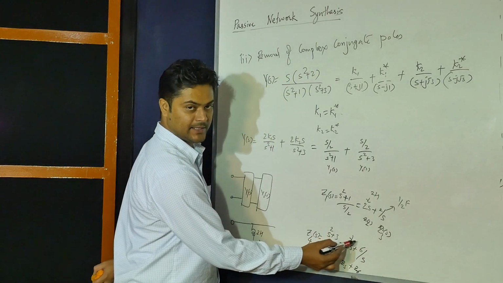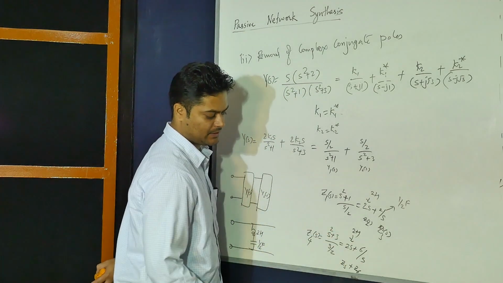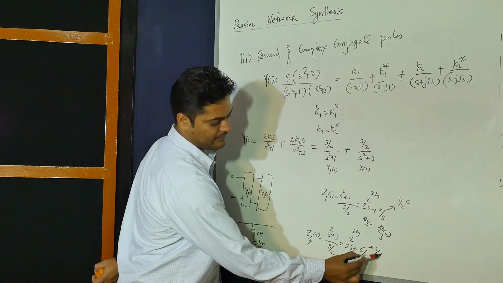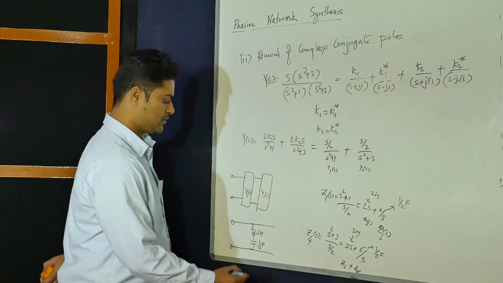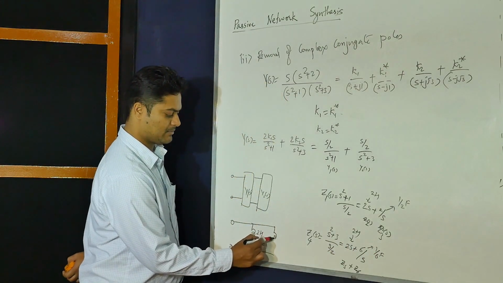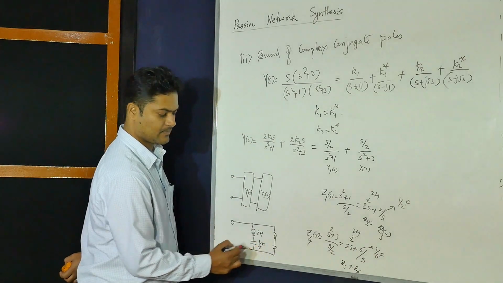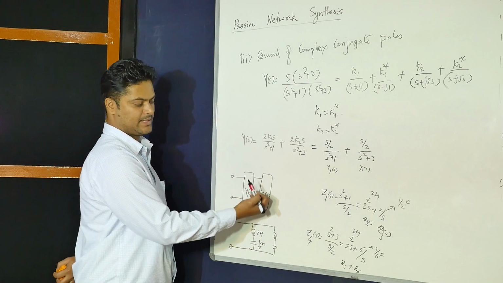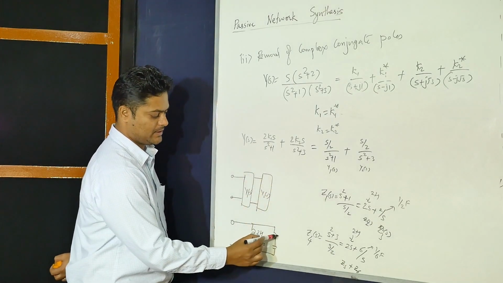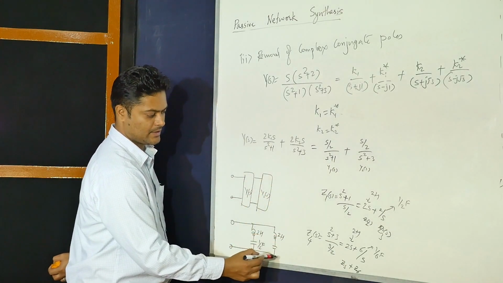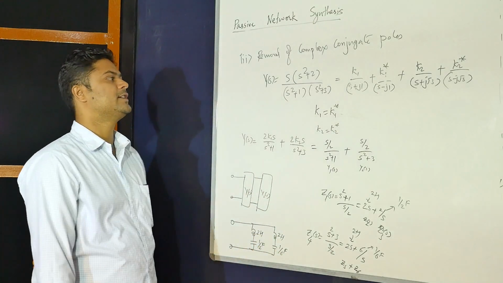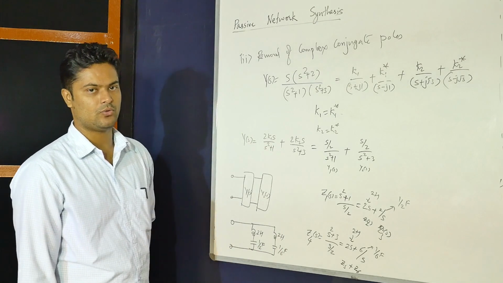z5 is nothing but L into s, that is 2 Henry is the inductor, and 1 by cs is nothing but 1 by 6 farad is the capacitor. So I can write here it is nothing but inductor and capacitor in series. These are series, but inside this y2. So inductor is 2 Henry, capacitor is 1 by 6 farad. So this way we can remove complex conjugate poles.